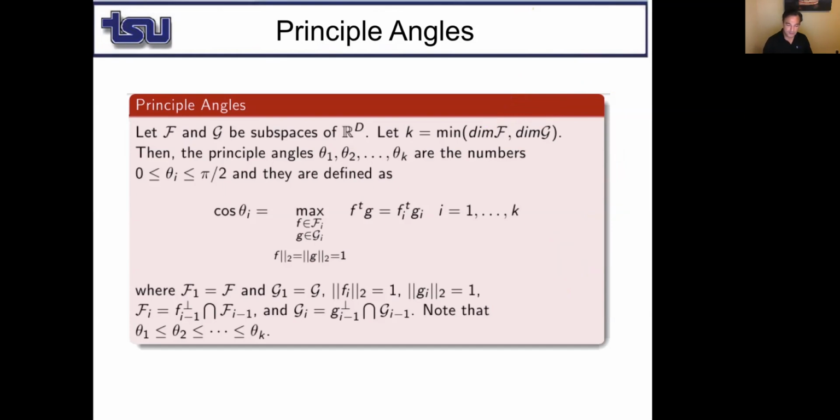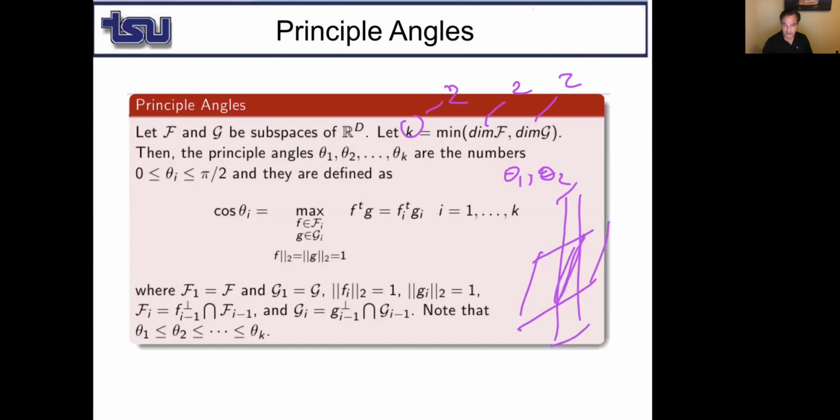However, if we have two planes, the dimension is 2, so that means K is 2. Then we have to define theta 1 and theta 2. What are they? If this is one plane and this is another plane, one will be 0 because that's the intersection. If we recall, that's the minimal angle. This one will be 0. The other one will be the maximal angle we just defined in the previous slide. So it makes sense to define minimal and maximum angles in this case.